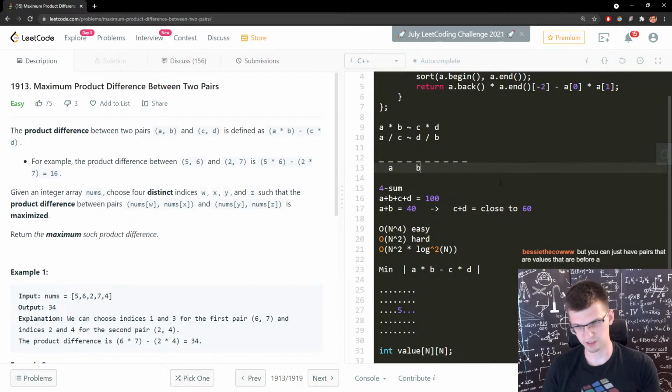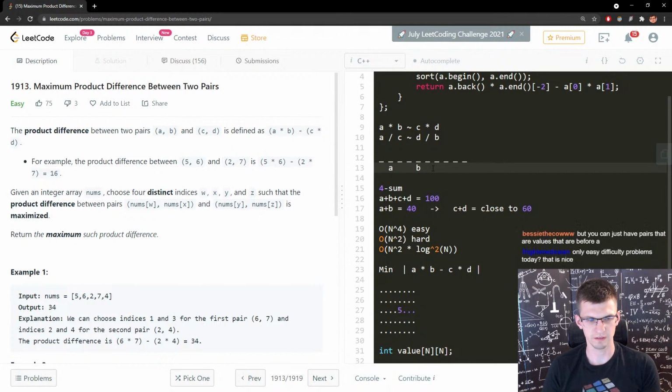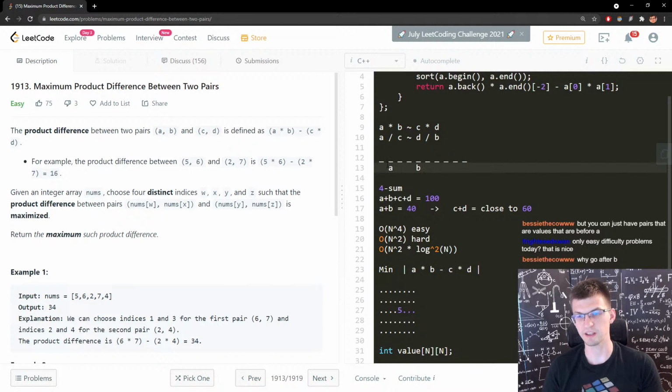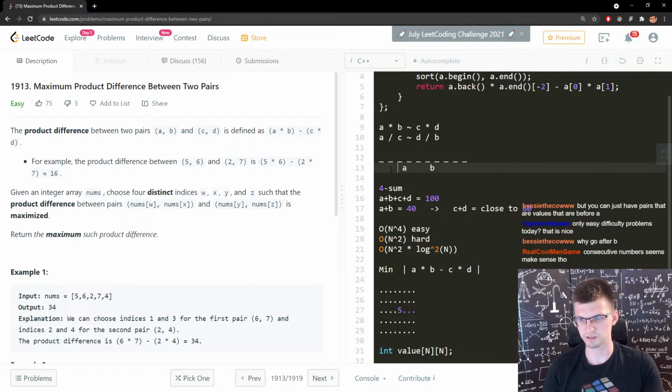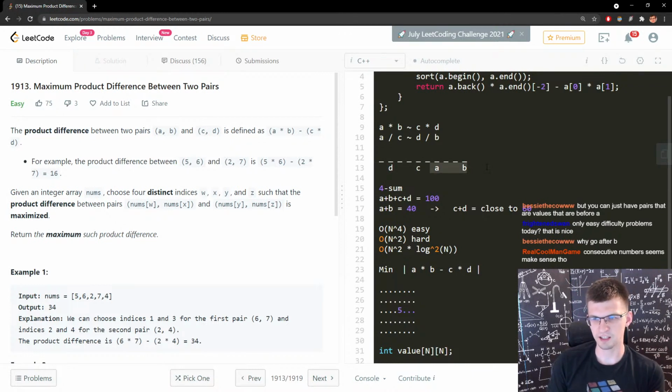Yogesh, I assume that the array is sorted, but still, so what? You can just have pairs that are values that are before. Yeah, but it's not that you need this order. Okay, so what you're saying is that for A, B with product equal to 40, you will want product equal to 40 here, let's say C and D. But that's not enough because it isn't said that A and B should be more to the right, say bigger, than C, D. That's not true.